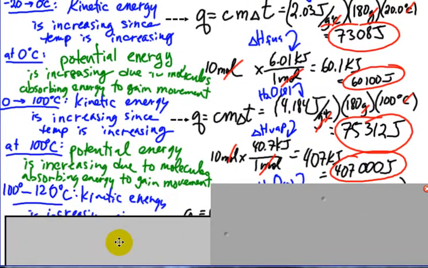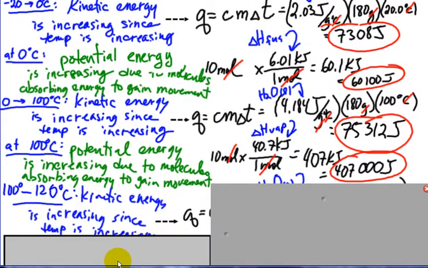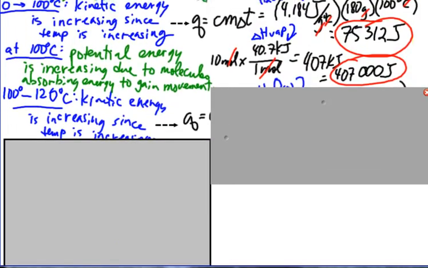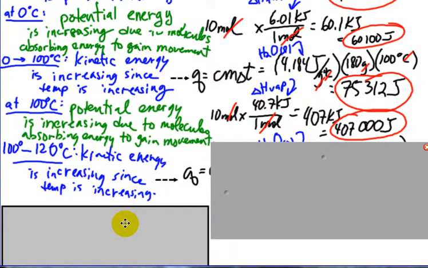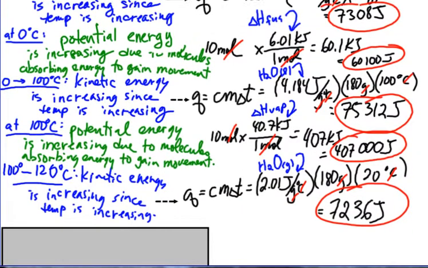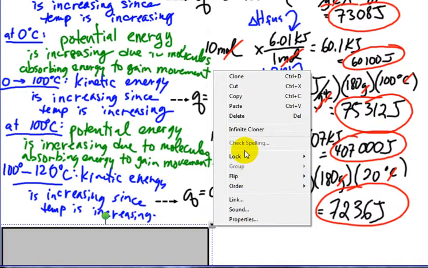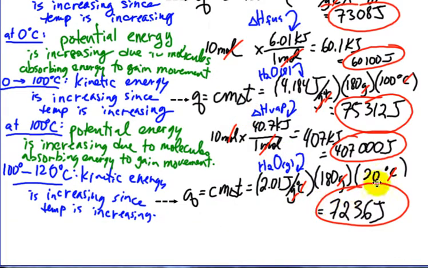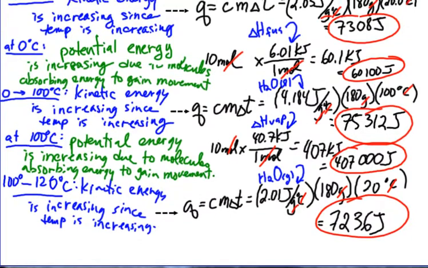And then the last phase there, going from 100 to 120, we have kinetic energy increasing there, so we can use our other way of converting it. Of course water is in the gas state here, so we have to use the specific heat for water vapor, 2.01 joules per gram degree C, 180 grams, and 20 degrees C. So that works out to be 7,236 joules.